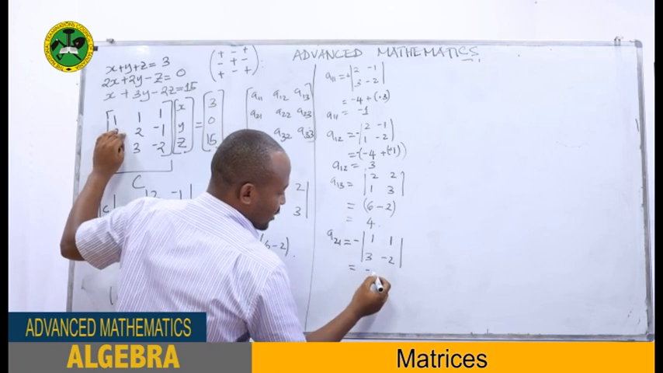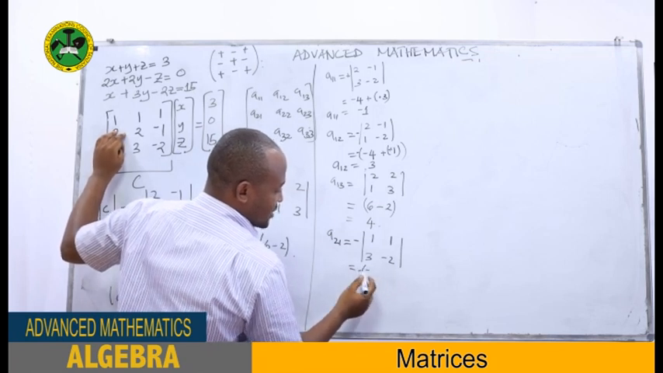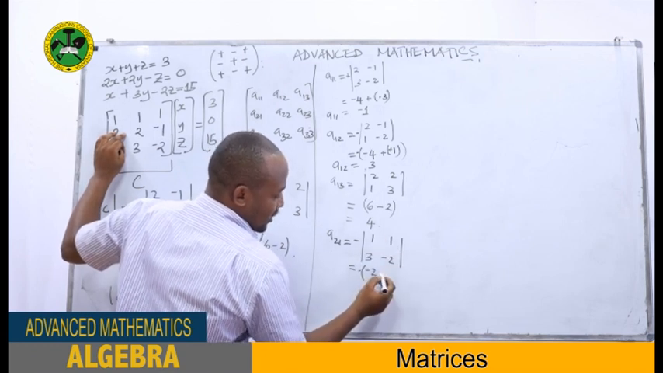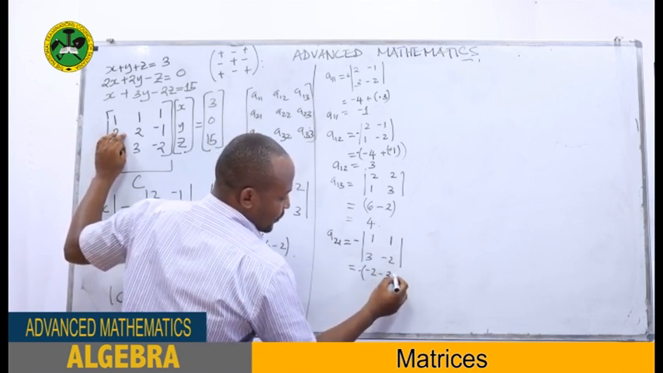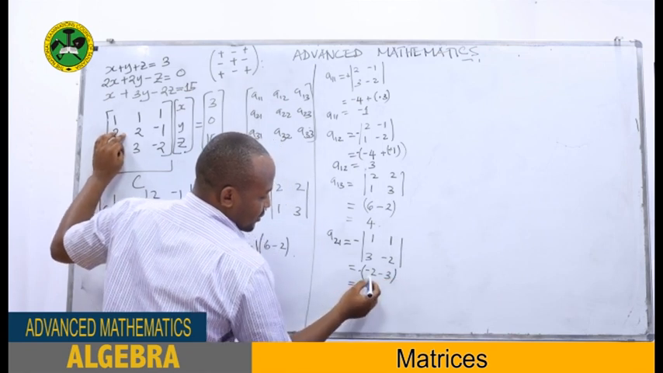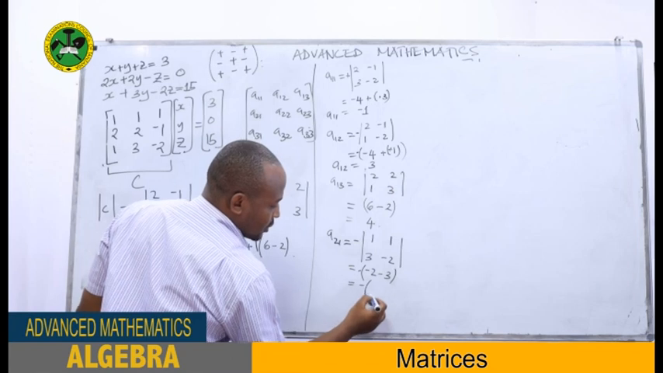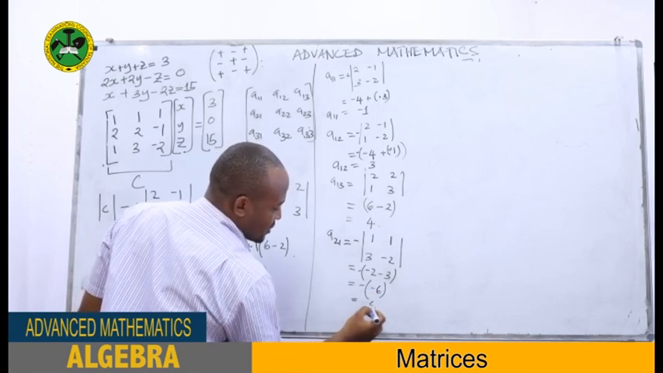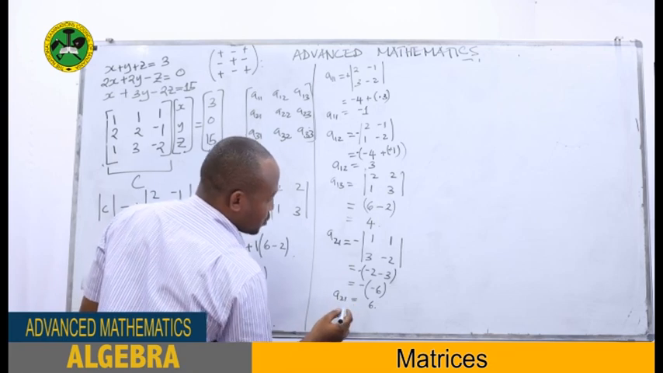Manipulating that, we are left with negative, inside the brackets we have negative 2. 3 times 1 is positive 3 minus, and between there we are left with that, and then this negative 6, then we are left with positive 6. That is the cofactor of A2, 1.